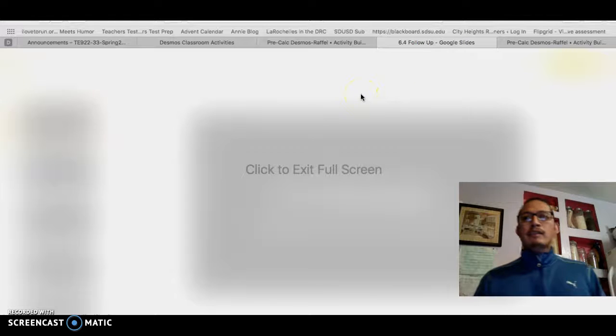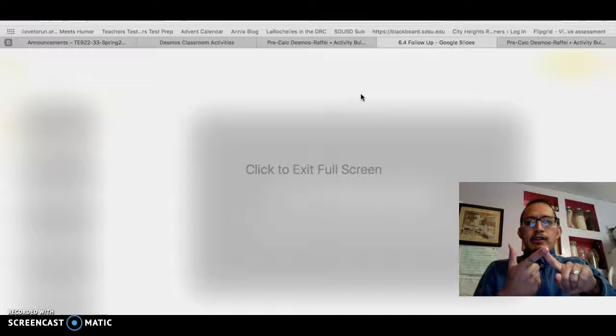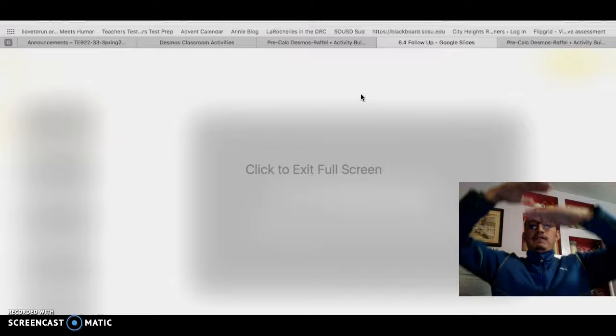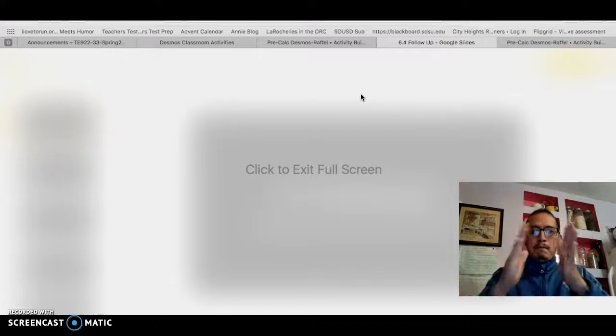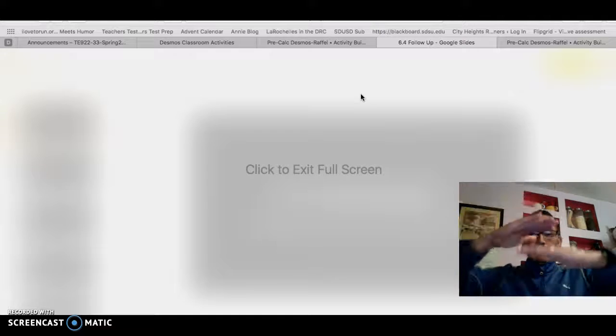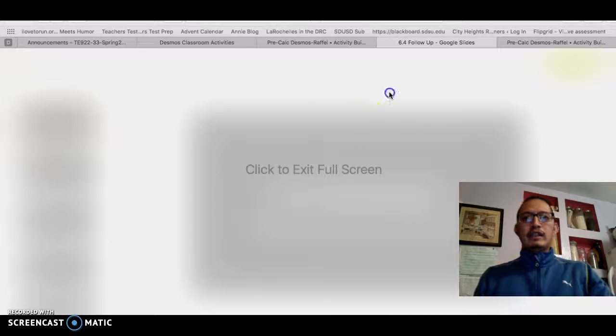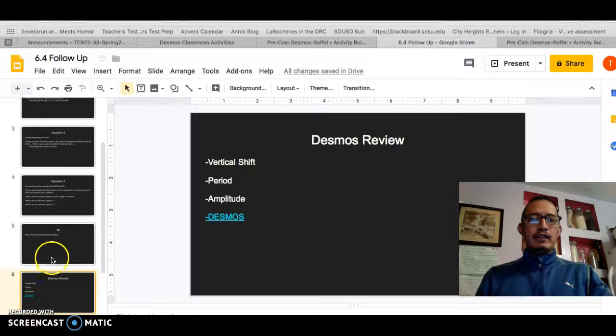So that was our vertical shift, our period, and our amplitude. Vertical shift, period, amplitude. Those are the 3 definition words we found.